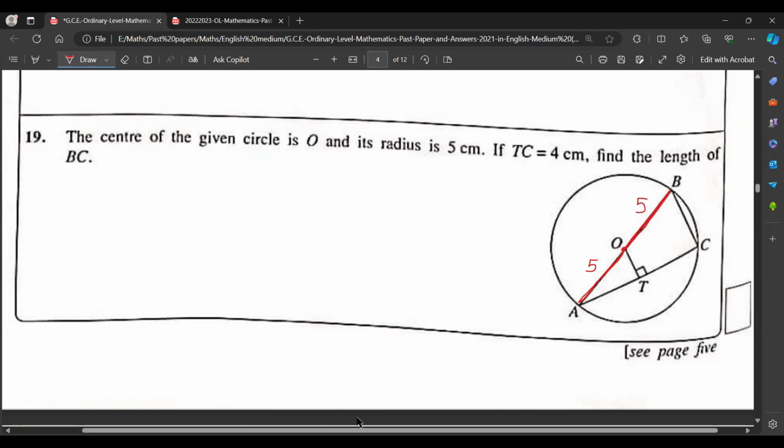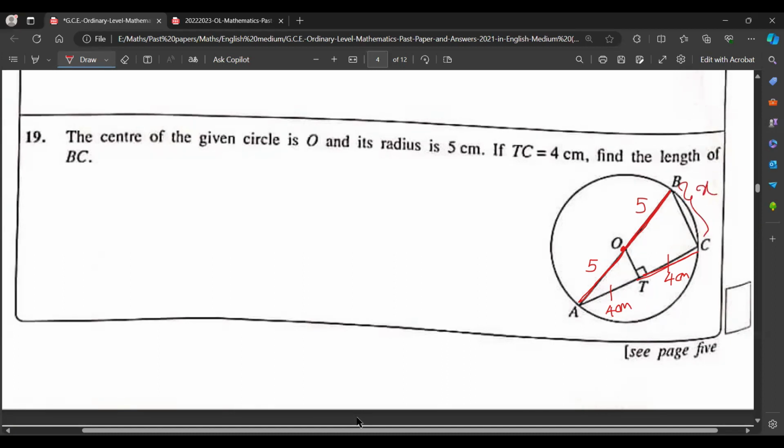If TC is 4 centimeters, here TC is 4 centimeters. Here is the center point. If this one is 90, what is this AC? AC should be a chord. If this one is 90, this chord should be bisected, no? If this one is 4 centimeters, this one also should be 4 centimeters. Now they ask the length of BC.